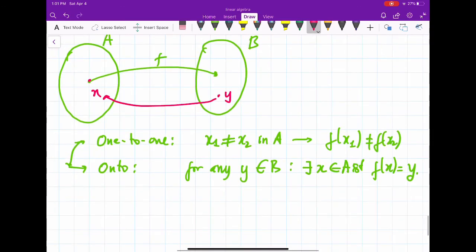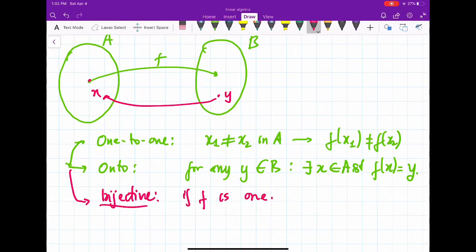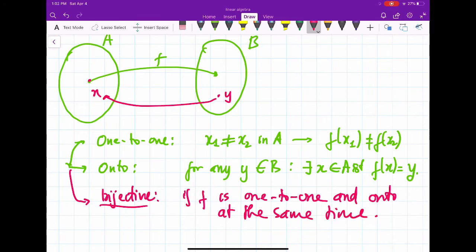So if a map is one-to-one and onto at the same time, we say that is bijective. Bijective map, if f is one-to-one and onto at the same time. So what is that? That means for each x right here, you have only one y, right? And for each y, you have only one x.